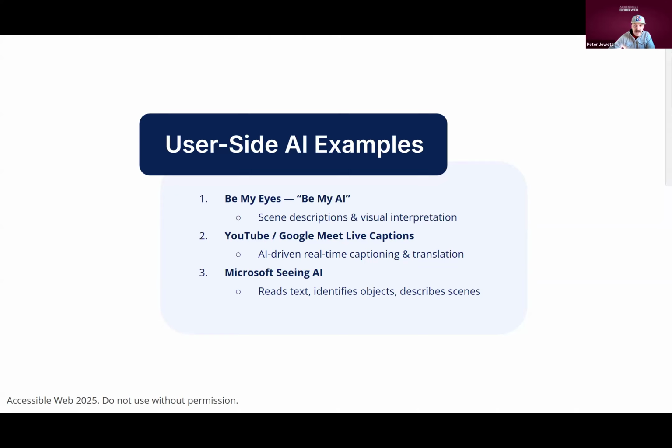Google Meet and YouTube live captions are another example. AI generates live captions and translations. It's probably doing it on our YouTube video today if people are watching on YouTube. And then Microsoft Seeing AI is another tool that can read text and recognize scenes. So these tools help people understand the world more quickly and independently.